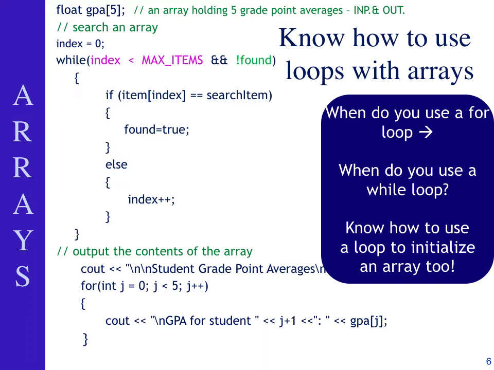When do we use a while loop? The while loop is used when we don't know if we will traverse the entire array or not. In this example, we have a sequential search. We stop either if we found the element or if we reach the end of the array, and that is exactly the case where we need a while loop.